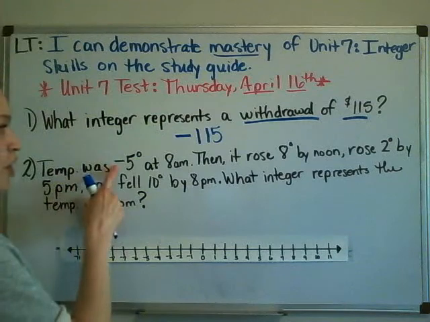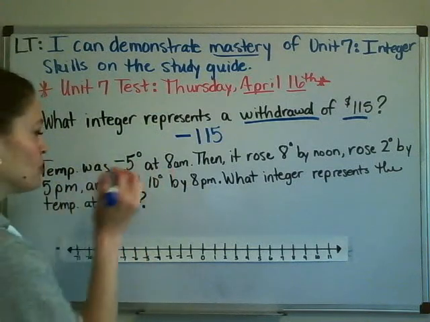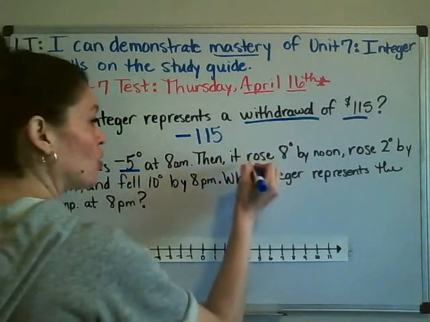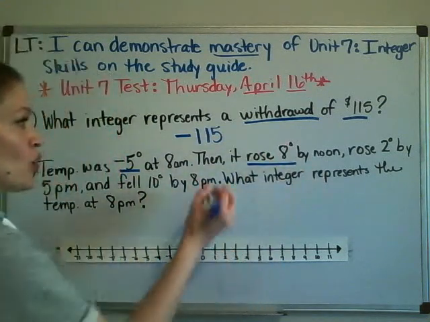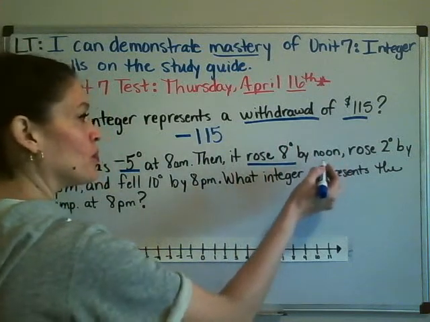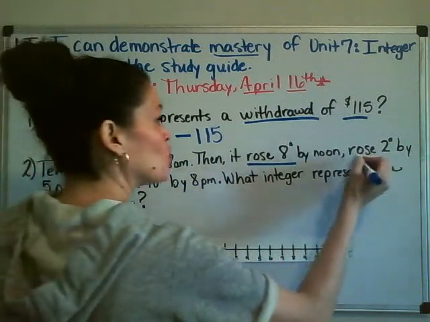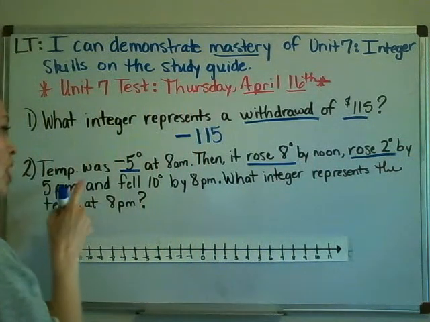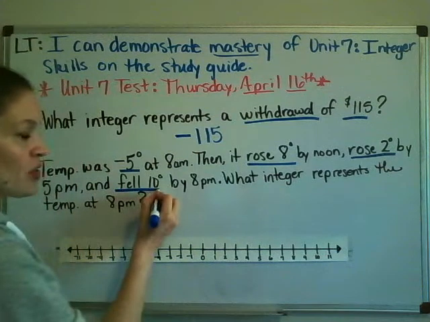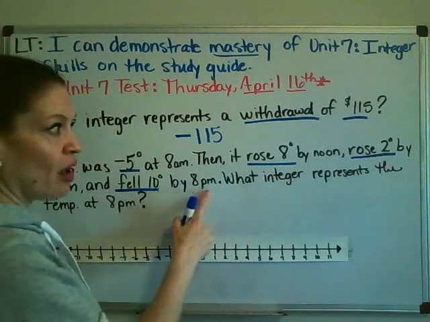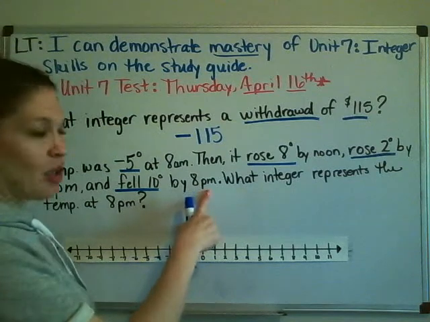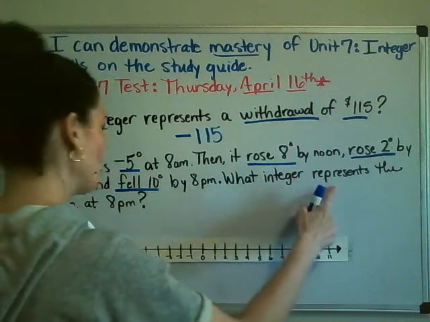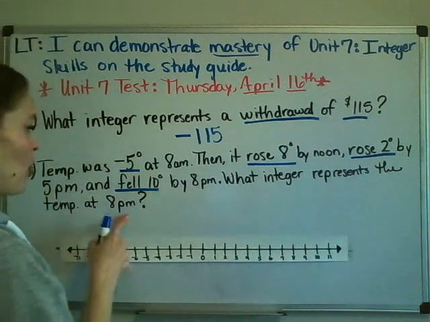The temperature was negative 5 degrees at 8 a.m. All right. Then it rose 8 degrees by noon. The temperature rose 2 more degrees by 5 p.m. and fell 10 degrees by 8 p.m. So by nighttime, it had fallen another 10 degrees. All right, what integer represents the temperature at 8 p.m.?